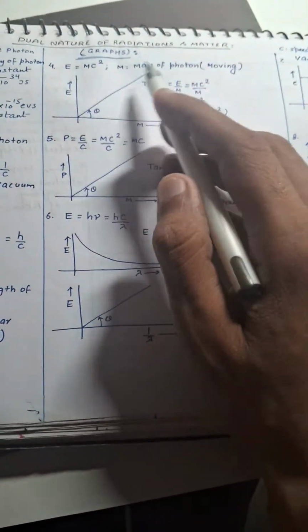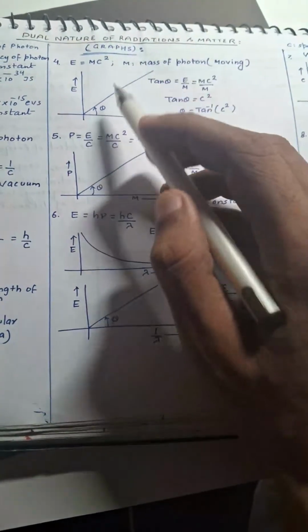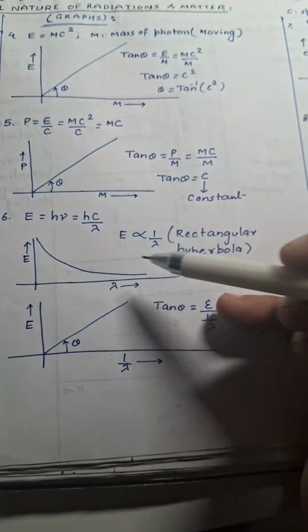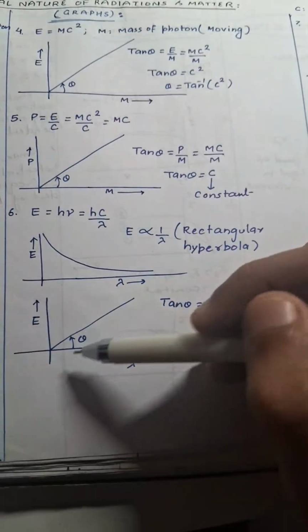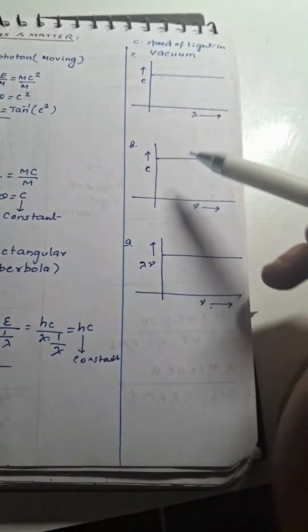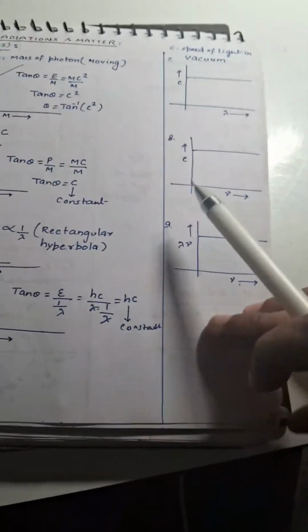Then we have graphs related to E is equal to mc square, famous Albert Einstein's equation, graph related to E and m, then momentum in relation with the mass, then energy versus lambda graph, energy versus 1 by lambda graph. Then we have various graphs related to the speed, wavelength and frequency of photons.